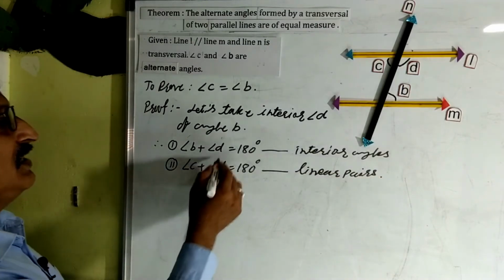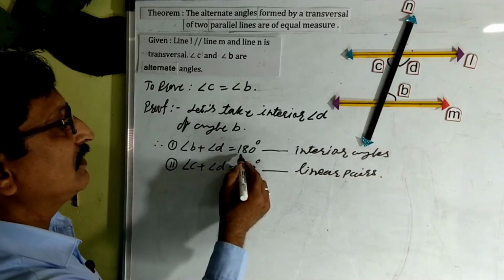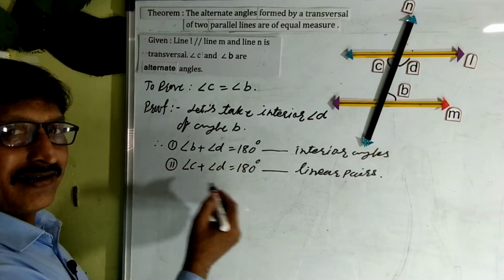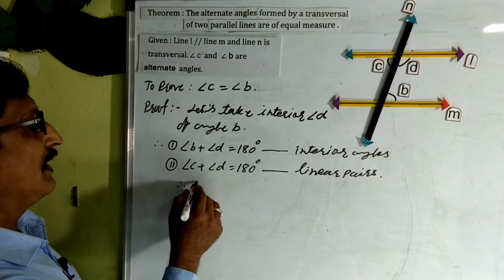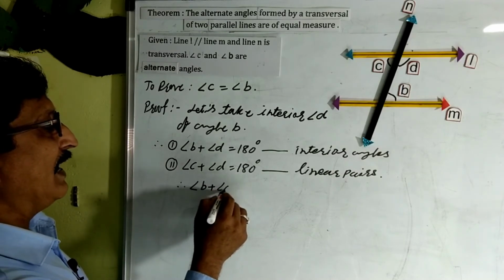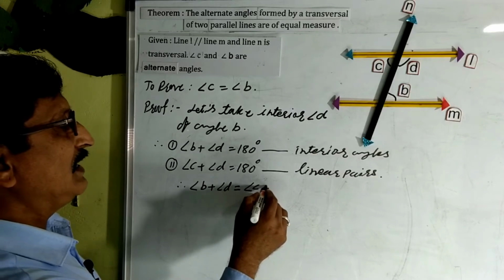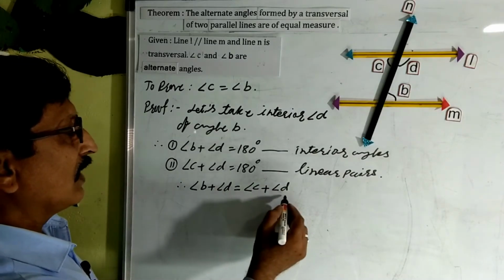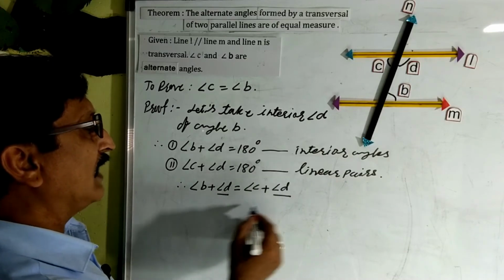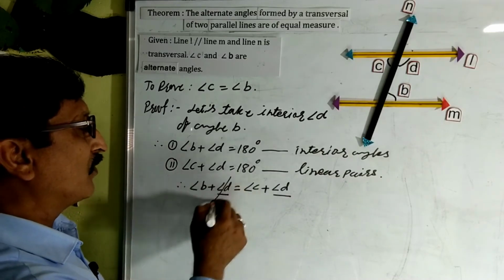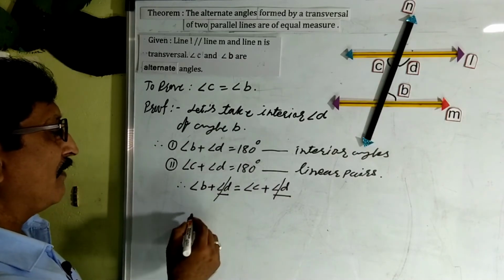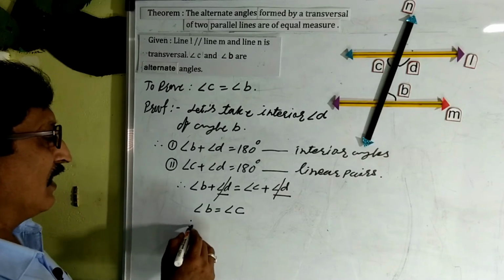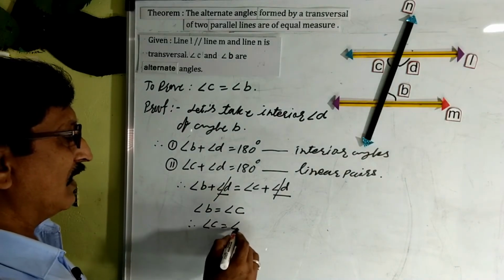And therefore, from these two equations, what you have to write? See again, the right hand side of both the equations are equal, and therefore left hand side are also equal, and therefore you can write here angle B plus angle D equals angle C plus angle D. See now, in this equation angle D is on both the sides, that means they are equal, and therefore we will cut them. What is the remaining angle? Angle B is equal to angle C, and therefore you can write again angle C is equal to angle B.